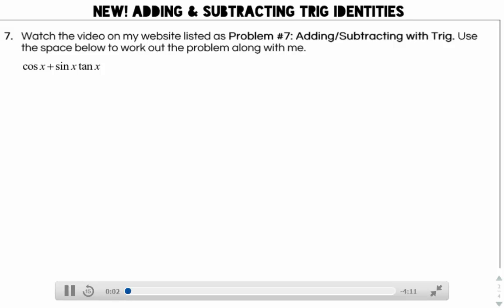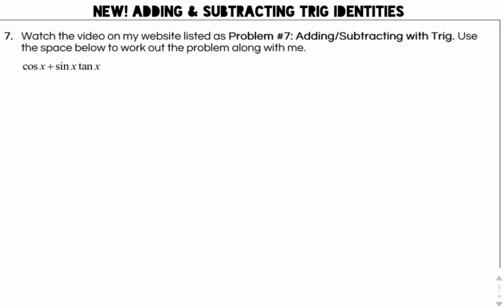Hi everybody. Alright, we're going to try and work out this identity that involves adding or subtracting a fraction. So don't be scared. We're going to do it. The first thing I'm going to look at is this tangent of x, and I'm thinking I can change it probably to a sine over cosine.